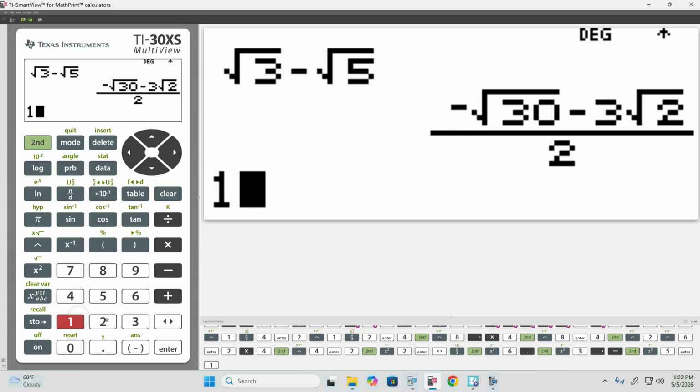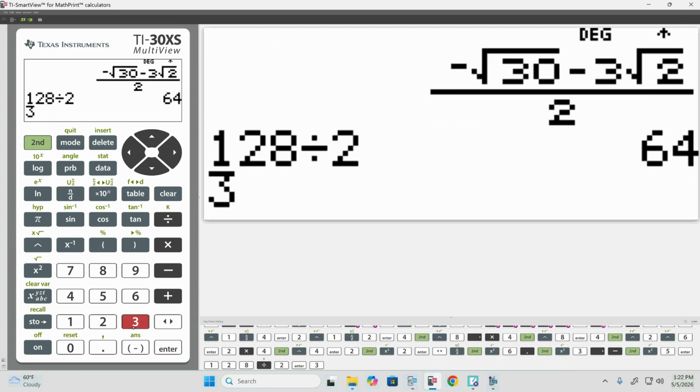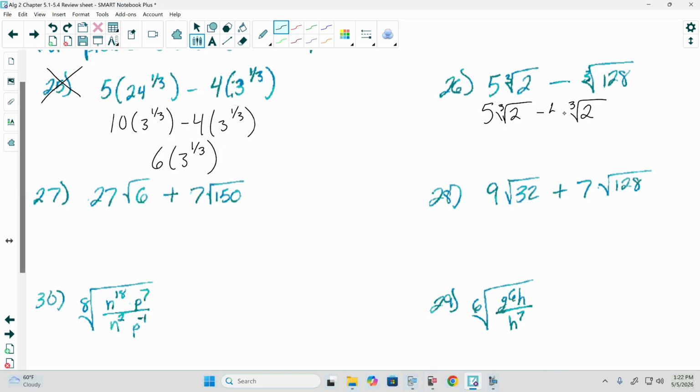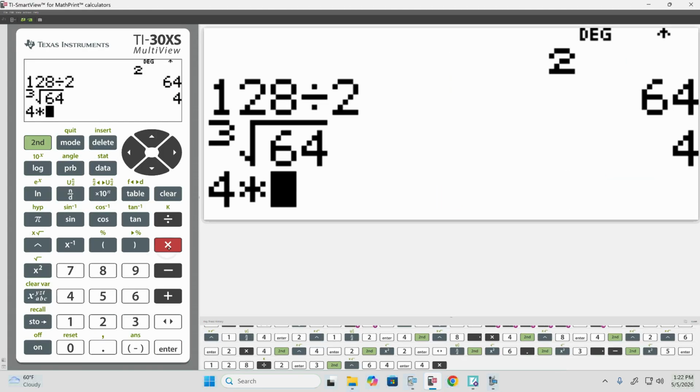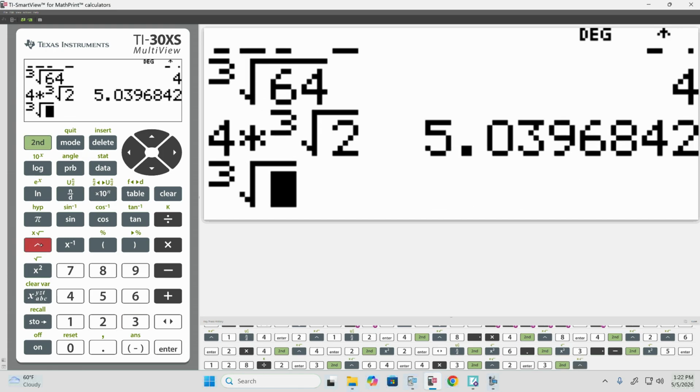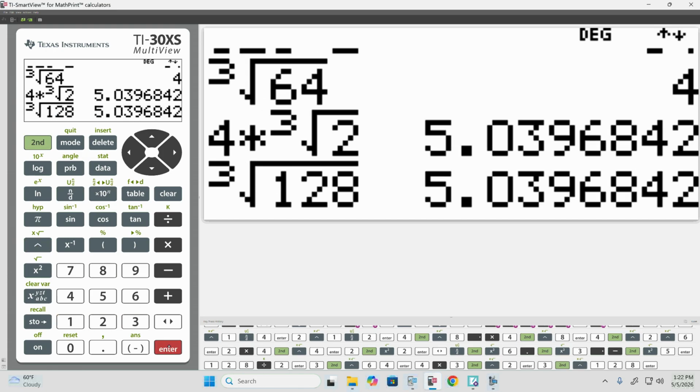Now we can kind of cheat to it and say 128 divided by 2 is 64, and see, can I take the cubed root of 64, which is 4? Telling me that the cubed root of 128 is equivalent to 4 cubed roots of 2. We can verify that on the calculator. 4 times the cubed root of 2, and compare that to the cubed root of 128. We see that these are equivalent expressions, so that means that they are the same.